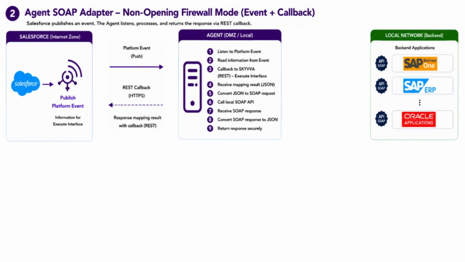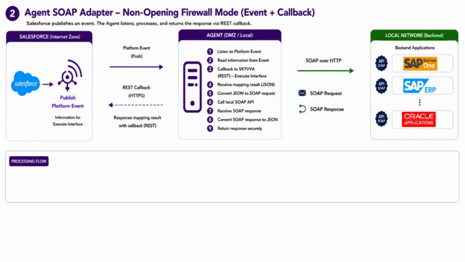Third, the local network, backend. The agent communicates with backend applications such as SAP Business One, SAP ERP, Oracle applications. Communication between the agent and these systems uses SOAP over HTTP, while all communication with Salesforce uses secure HTTPS.